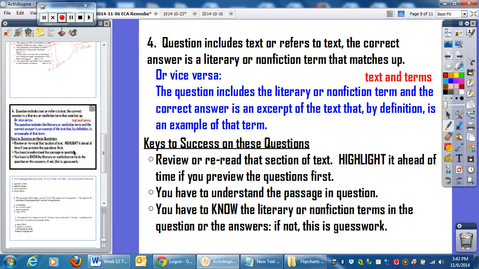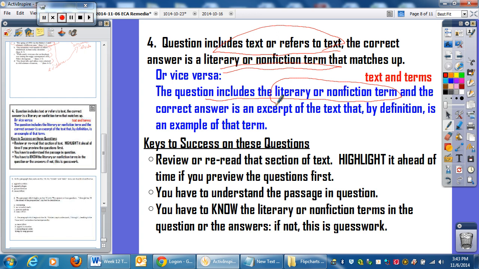Which brings us to the fourth style of multiple choice question that screws us over. Questions include text or refer to text, but the answer is a literary or nonfiction term. And as you guys know, by next week, I am going to print out a list of all of the nonfiction terms and examples of them so that you have something to refer to. But the other flip of the coin is sometimes the question includes the lit term, and then you've got to pick A, B, C, D examples of text that were in there that actually match up with the term.